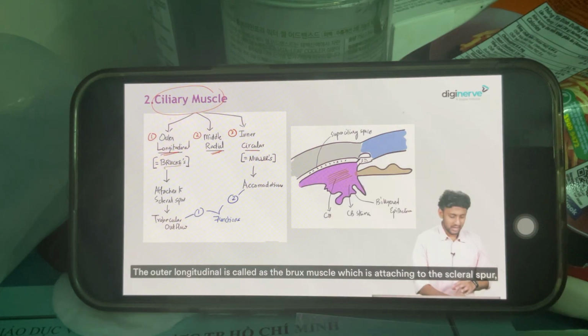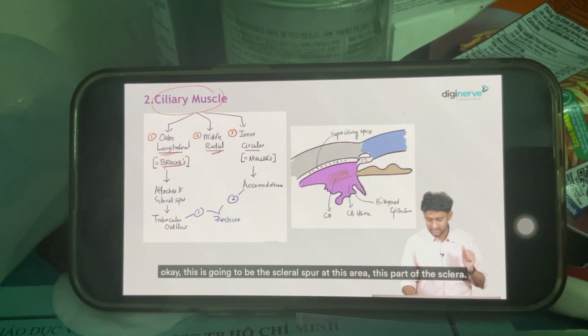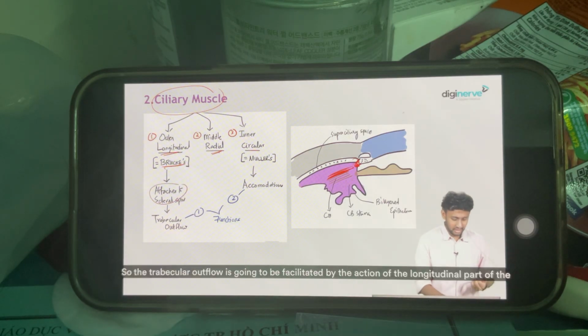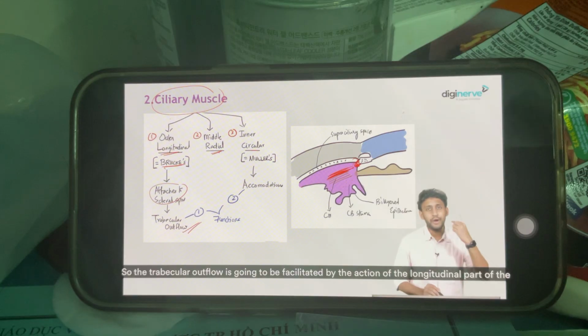The outer longitudinal is called the Brücke muscle, which is attaching to the scleral spur. Okay, this is going to be the scleral spur at this area. This part of the sclera. So this longitudinal is going to get attached to the scleral spur. What happens on contraction? You're going to pull the scleral spur, opening the trabecular meshwork leading on to aqueous drainage. So very important is this. So the trabecular outflow is going to be facilitated by the action of the longitudinal part of the ciliary muscle.